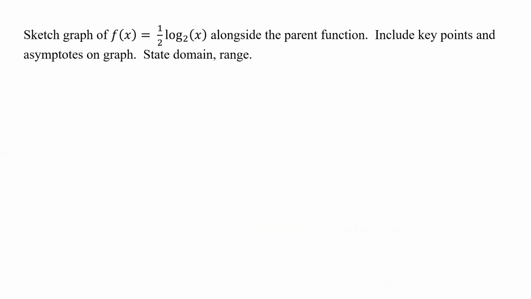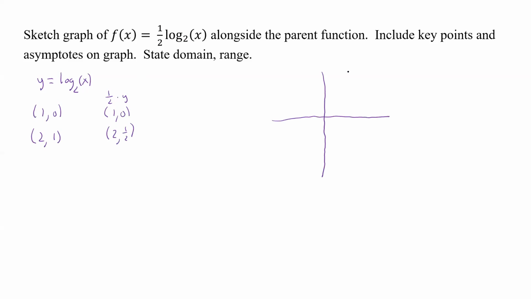Well, it wants us to sketch a graph alongside the parent function, and include key points again. So if we have our base, which is y equals log base 2 of x, we have our 1, 0, and our base is 2, so it's going to be 2, 1. Then we're going to take 1/2 times our y. The new points are 1, 0 still, and here it's going to be 2, 1/2. So let's plot those. Remember, our asymptote doesn't change, our domain doesn't change, our range doesn't change, and so we still have x equals 0 as our asymptote.